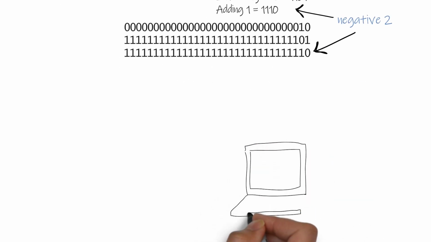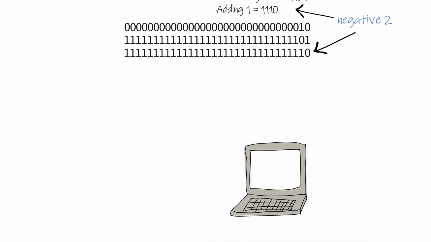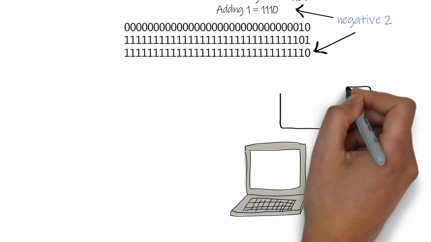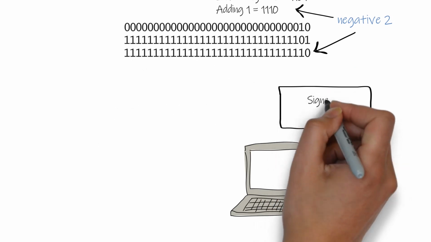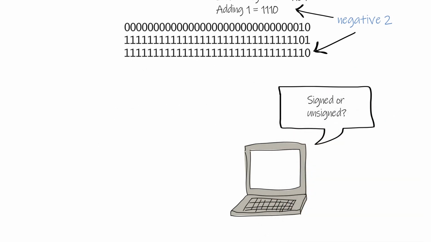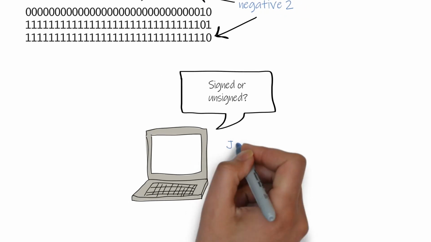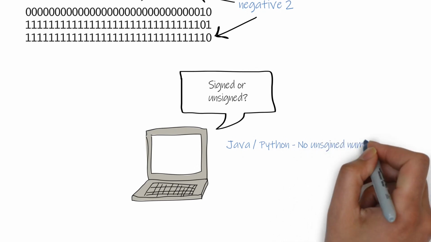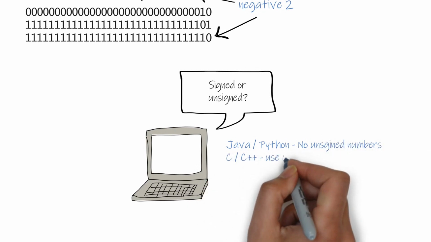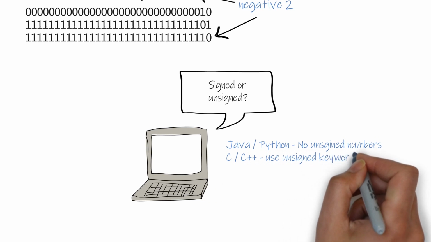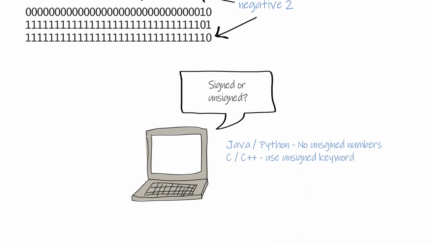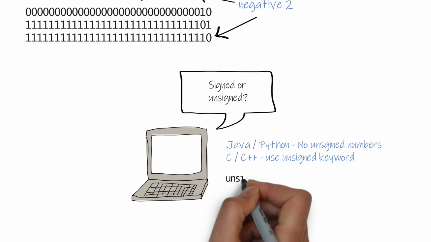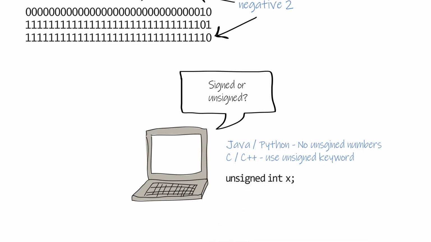Now an important question arises: when a computer sees some bits, how does it know whether to interpret those bits as signed or unsigned numbers? Well, to avoid this confusion altogether, some languages like Java and Python don't have a concept of unsigned numbers. That is, they treat all the numbers as signed numbers. Whereas some languages like C and C++ allow you to define unsigned numbers explicitly using the unsigned keyword.